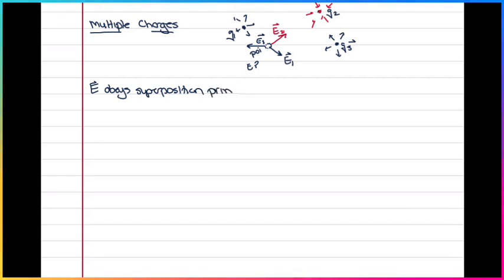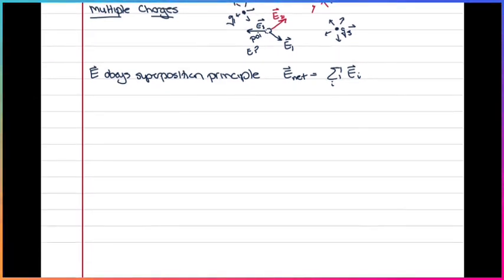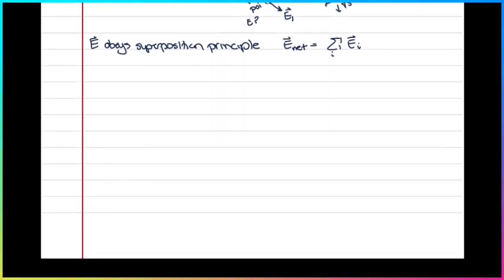Superposition principle. That E net is just the sum of the individual E's. If I have multiple charges going on, I just figure out the electric fields from each of those individual charges at that point of interest and add them up. Now, why might we think that should be the case? I should be able to prove this in some way versus just declare.